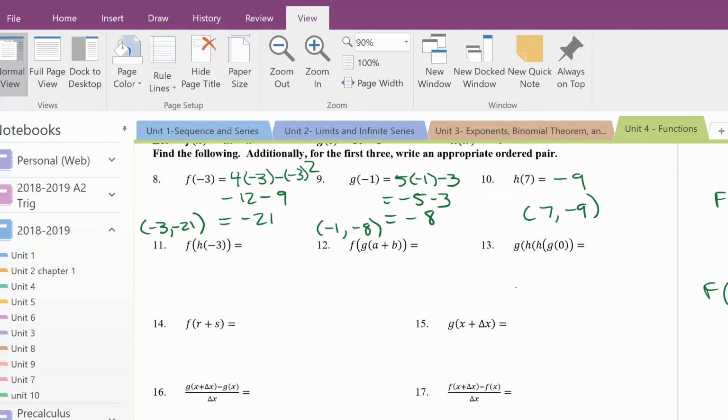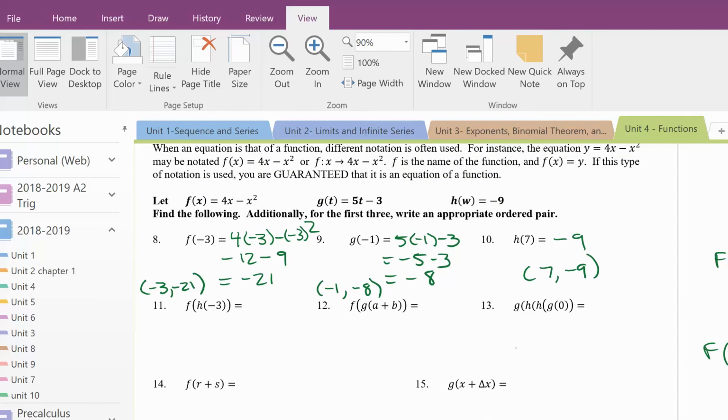So then f of h of negative 3. That means, remember, you go inside out. So h of negative 3 is equal to negative 9. So now f of negative 9 is equal to 4 times negative 9 minus negative 9 squared. So it's negative 36 minus 81, which is equal to negative 117.